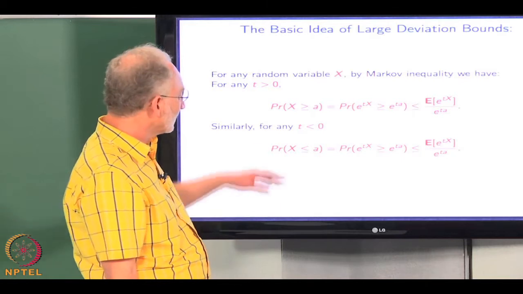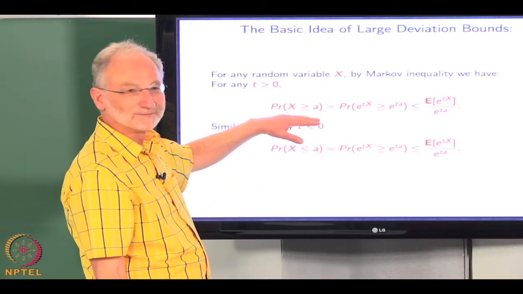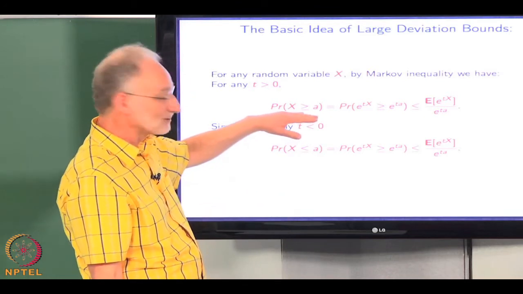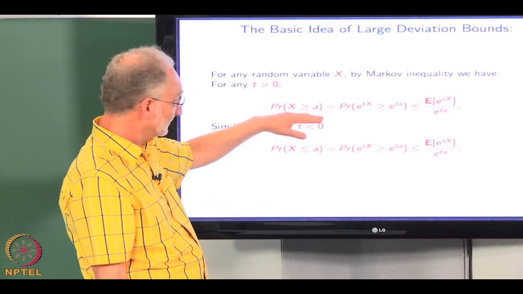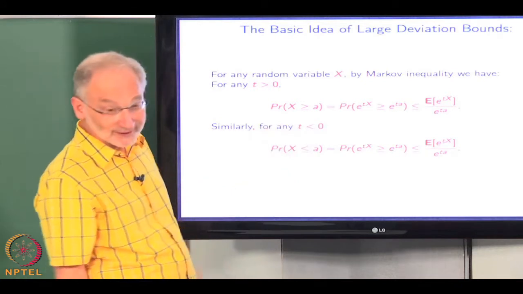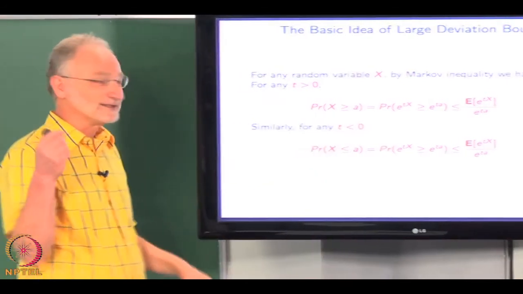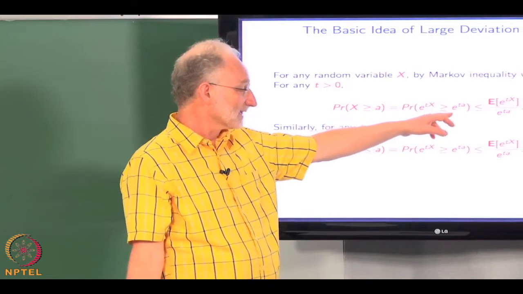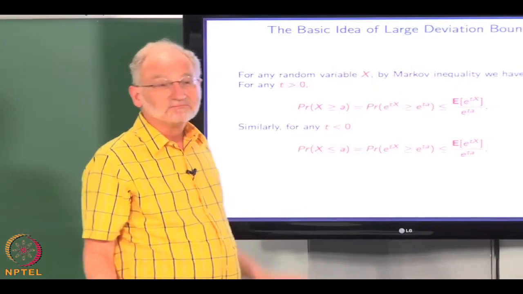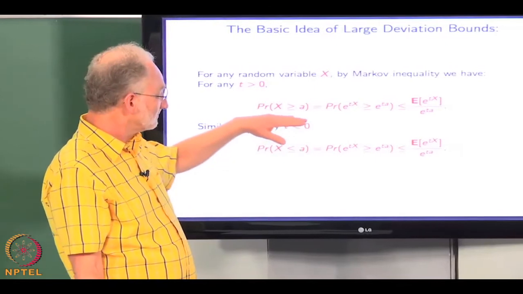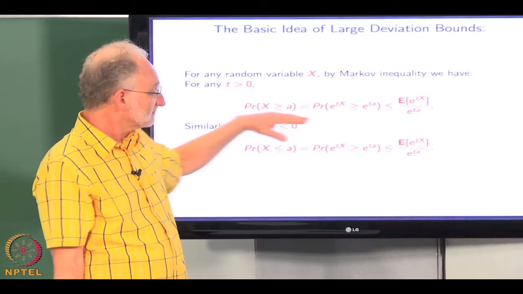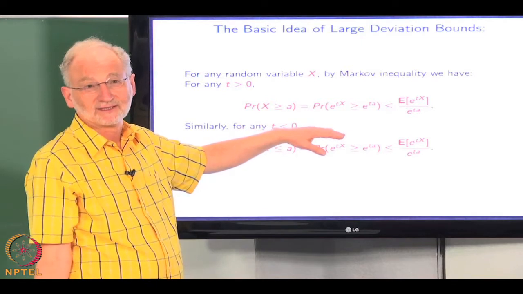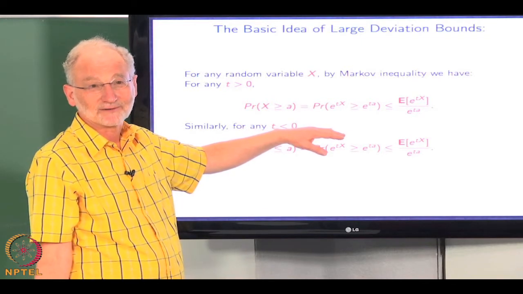So we took a random variable, and instead of asking what's the probability this random variable is greater than A, we ask what's the probability that e to the tx, where x is this random variable, is greater than e to the ta. Now, if you look at it, that's equality. So we didn't do anything other than write it in a more complex way.